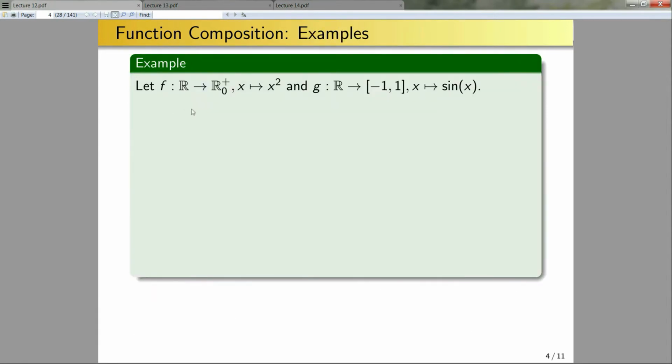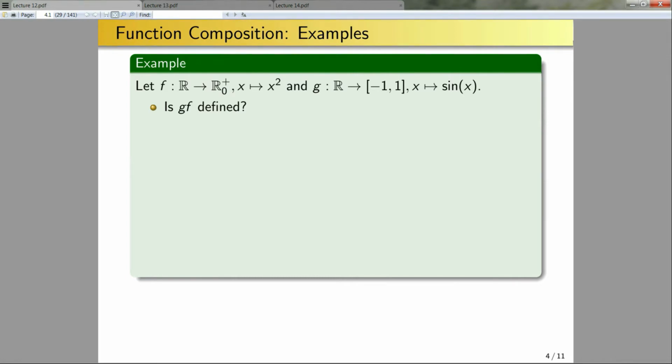If f is a function from the real numbers to the non-negative real numbers defined by this quadratic mapping, and g is a function from the real numbers to the interval -1 to 1 defined by the sinusoidal mapping, let's look at the various compositions we could consider. Is gf defined? Pause the video and think about it for a bit.